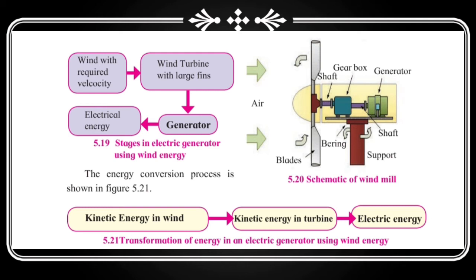Whenever wind strikes the gearbox, the function of the gearbox is to increase the rotation per unit time. Thus the rotating blades drive the turbine and the turbine in turn drives the generator. As you can see, when the generator starts rotating, it creates electrical energy. Various stages in the wind energy generation system can be shown.